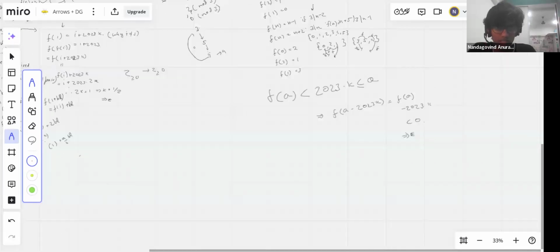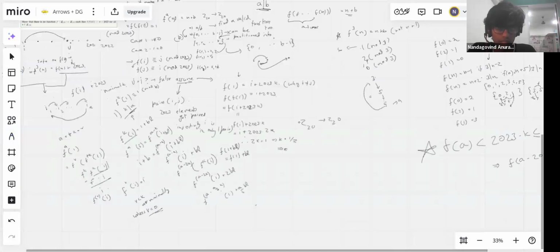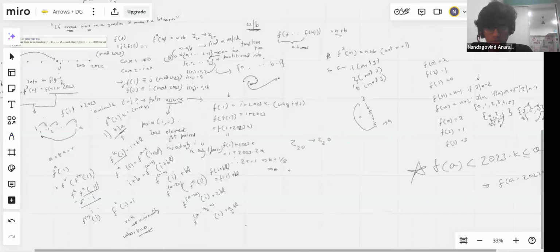Try to use this fact. You want to use this fact to show that this is true.